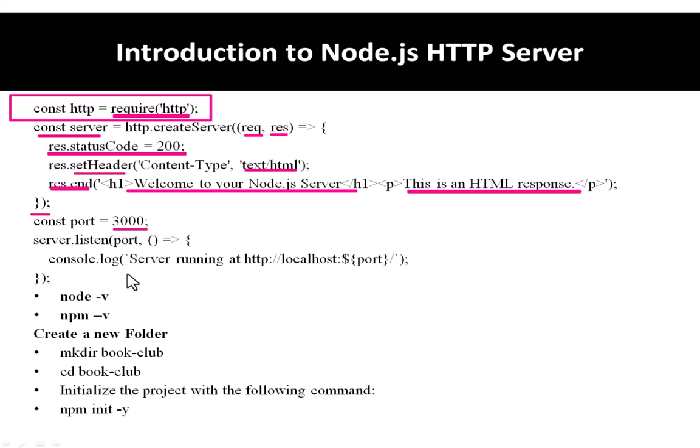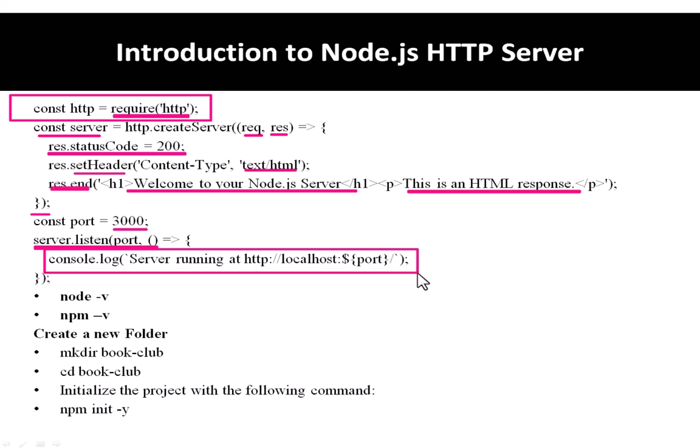Next, server.listen port. It has to listen on the port. Once the port number matches 3000, then only it is going to show the particular message in the console log: server is running at the particular port number. Whatever port number is mentioned by the user in the URL, the URL is http://localhost followed by a colon, and the port number is 3000. Then it is going to show the particular output. If you want to check the node version and npm version, you can use the version commands.